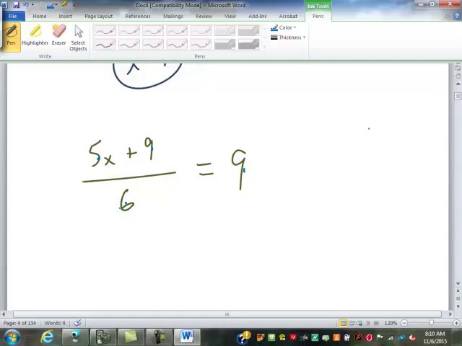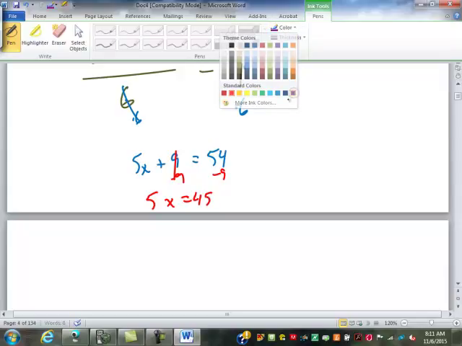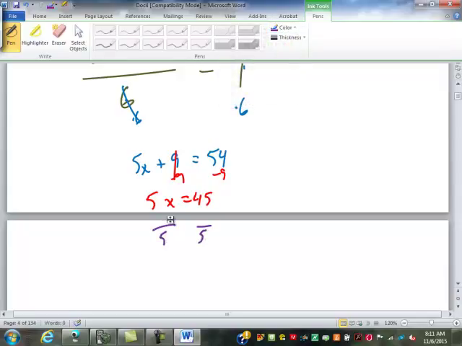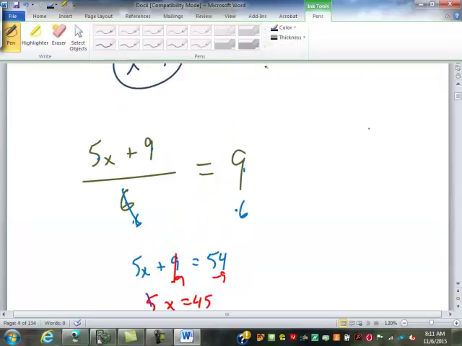Okay. So I'm going to multiply by 6. 5x plus 9 equals 54. Subtract 9. 5x equals 45. Divide by 5. X equals 9. See, if I'd have known this years ago, I could have done half my math.